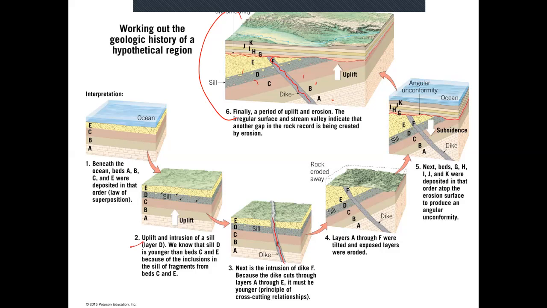So after F, the sedimentary rocks, which were originally horizontal, must have been tilted. So we have the tilting and then the erosion. And then the younger sedimentary rocks were deposited on top of that: G, H, I, J, and K. Okay.